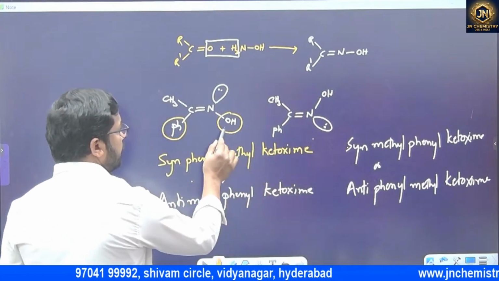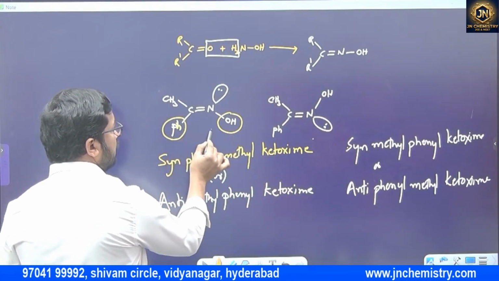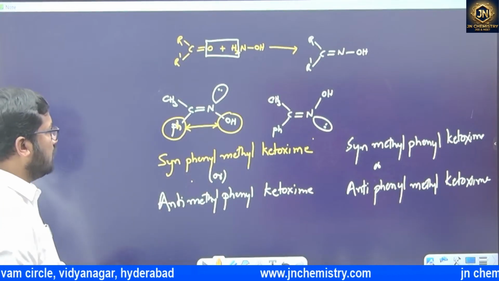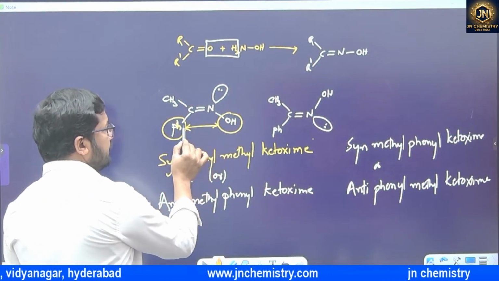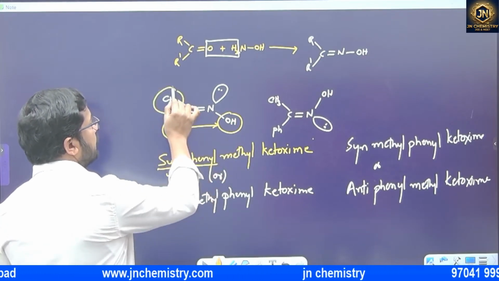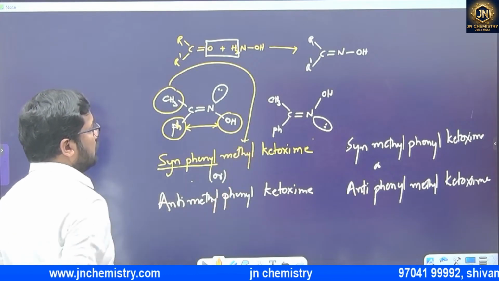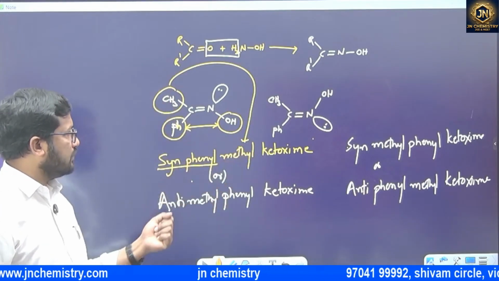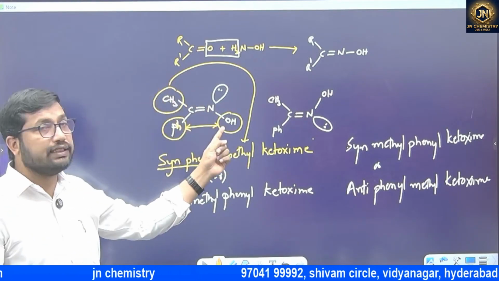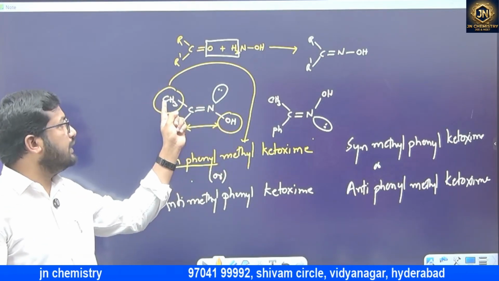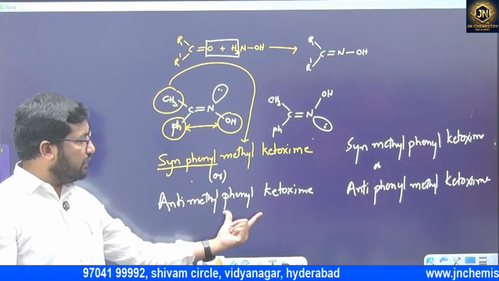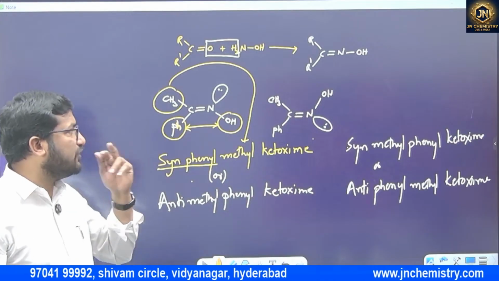Here what I am trying to say, the phenyl and OH are on the same side, right, Nana? Hello? So if phenyl is on the same side as OH, it means syn phenyl. So then automatically the other comes later. Syn phenyl methyl ketoxime. Otherwise the same: the CH3 is what exactly? Opposite to OH, right? Then this is anti to OH, anti-methyl phenyl ketoxime, okay?